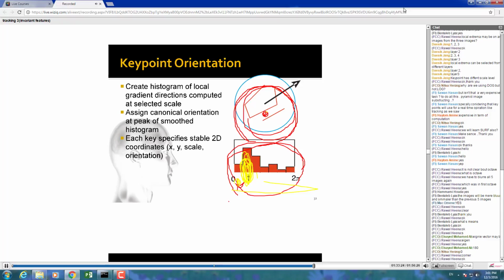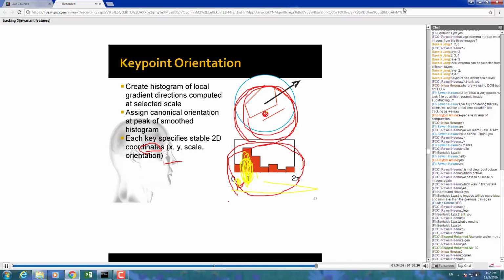Is that clear? So this is the way to determine the dominant direction or dominant orientation of every key point. Here, the orientation means the angle of the key point. So the main approach is calculating the dominant orientation using the angle histogram. So we are just selecting the maximum histogram bin number as the dominant orientation of the key points. Is that clear?